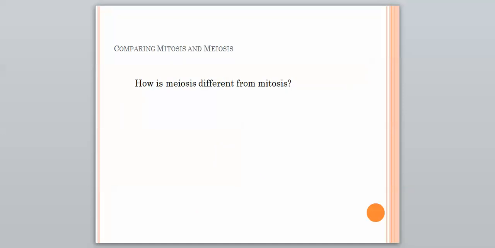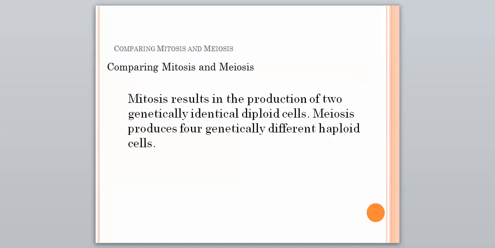And then our final point to end this section is, how is meiosis different from mitosis? The main difference is that mitosis results in the production of 2 genetically identical diploid cells. So in mitosis, we start with 1 cell, and it gives us 2 cells that are identical to what we started with. And in meiosis, we produce 4 genetically different haploid cells. So in meiosis, all 4 of the cells that we end up with are different from the one that we began with, and that's our main difference there.